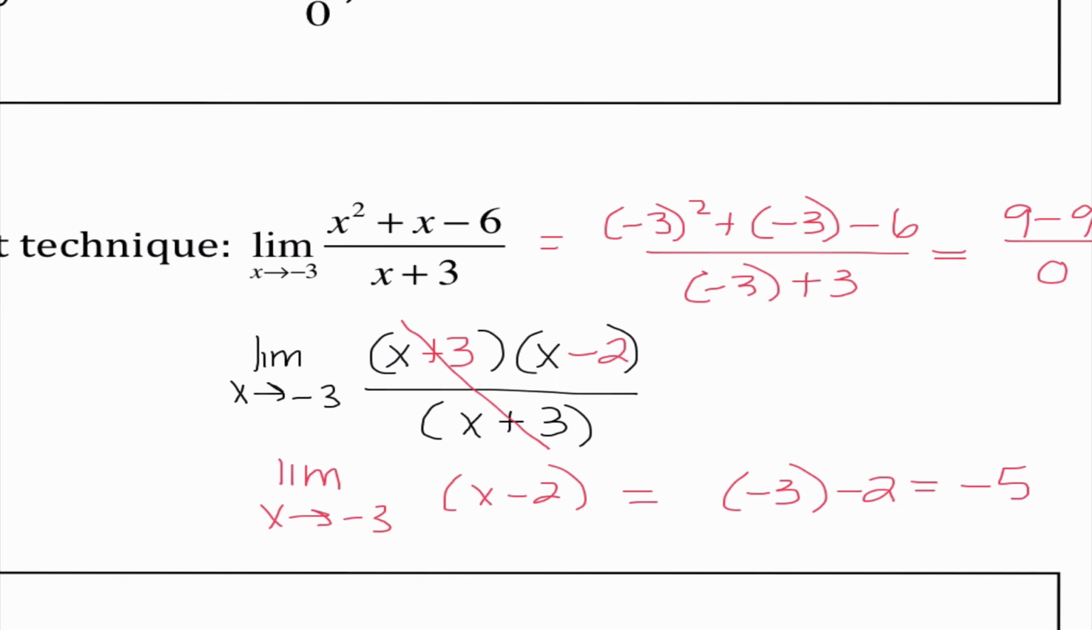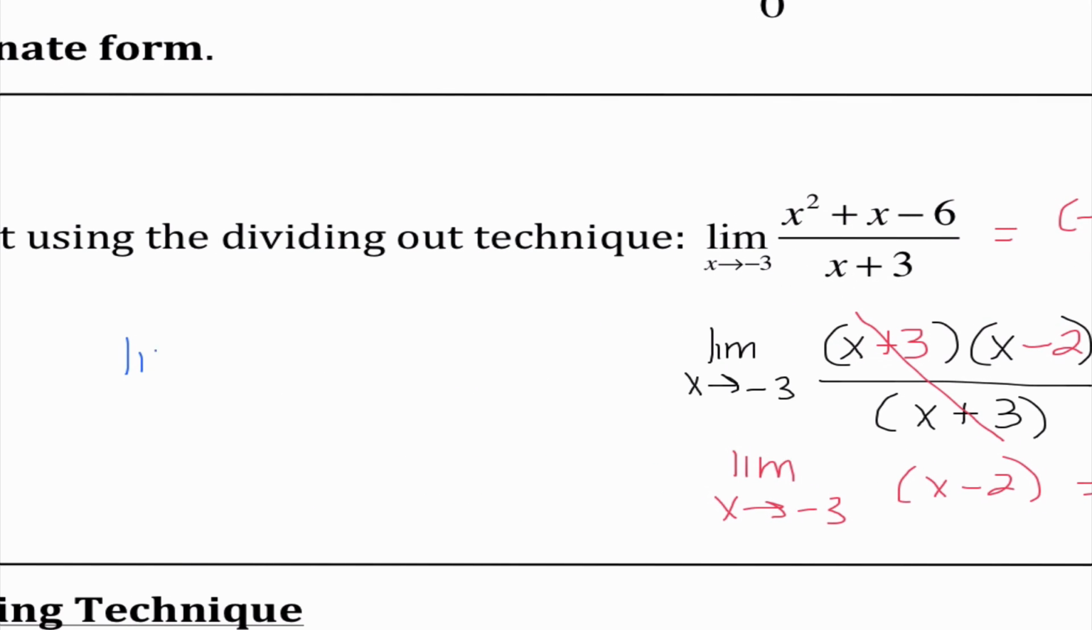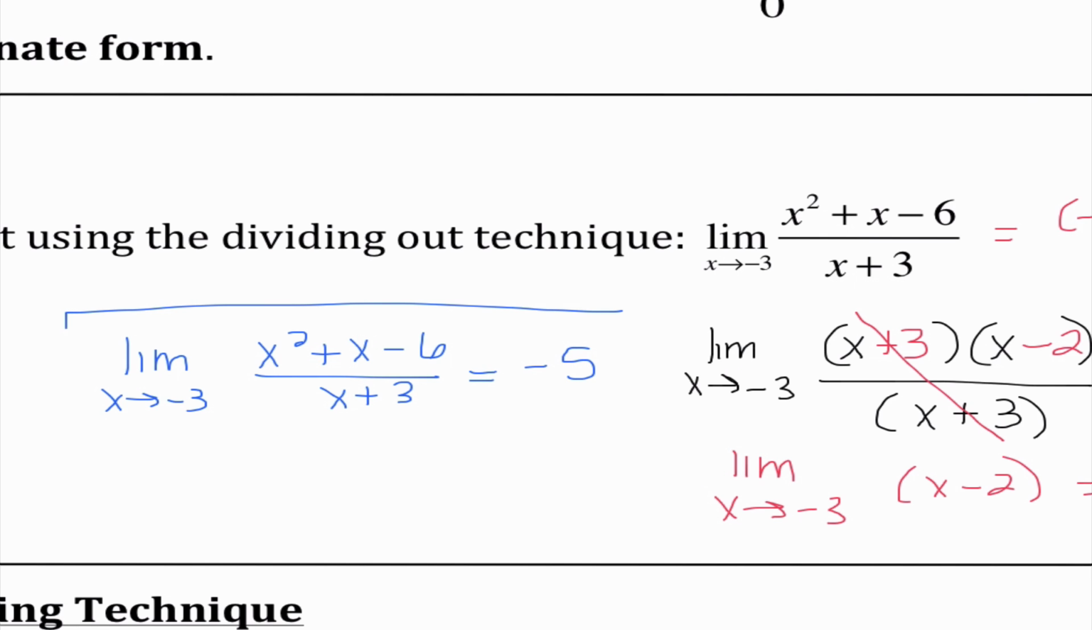Okay, so I'm just going to write off to the side here, the limit as x approaches negative 3 of x squared plus x minus 6 over x plus 3 equals negative 5. And I know this seems like a lot of busy work to continuously write this out, but it's really important that we are showing correct notation.